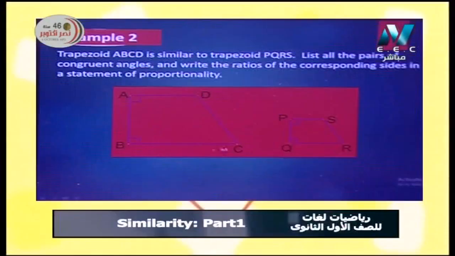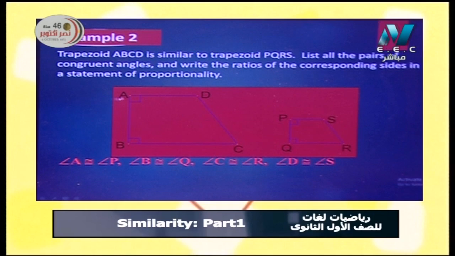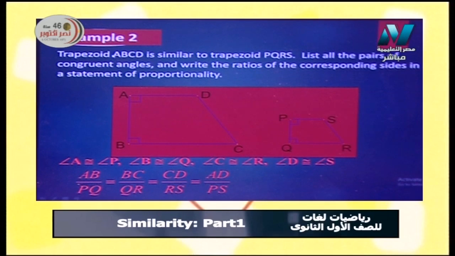We have an example here. We have two trapezoids. ABCD is the first one, which is similar to trapezoid PQRS. List all the pairs of congruent angles and write the ratios of the corresponding sides in a statement of proportion. Yes, try to think and answer with me. The first, we have the angle A is congruent to the angle P. The angle B is congruent to the angle Q. The angle C is congruent to the angle R. The angle D is congruent to the angle S. And it's easy to see that AB over PQ equals BC over QR equals CD over RS, and the last one AD over PS.